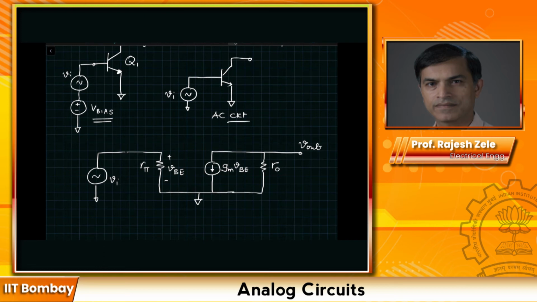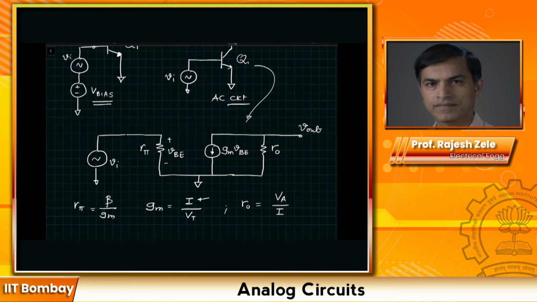So I'm substituting for our transistor Q1 with its small signal model right here. What is R pi? R pi is given by beta over GM. GM is given by IC over VT, and output resistance R out is given by VA over I. Reiterating again, the current I is the DC value. In this case, beta we know is the transistor parameter, also VA is a transistor parameter.